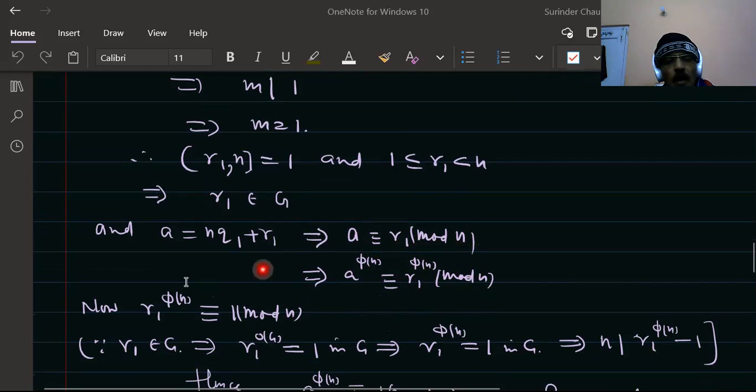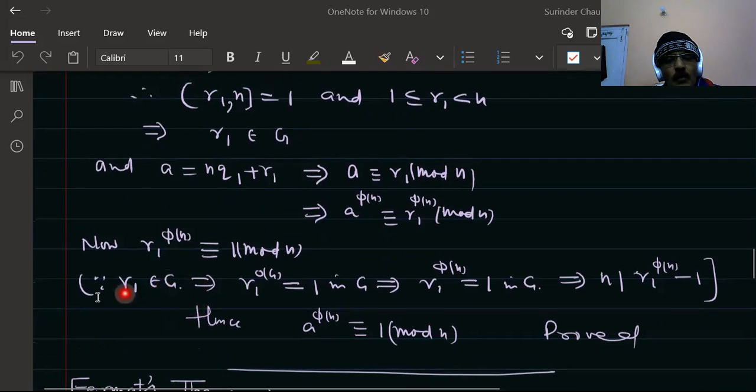What is this? Now, R1 to the power phi N is congruent to 1 modulo N. Because R1 belongs to G, the order of R1 in G is an element. The order of R1 in G is equal to R in G, which implies N divides R equal to phi N minus 1. So this implies R1 is equal to 1 in G. What does it imply?